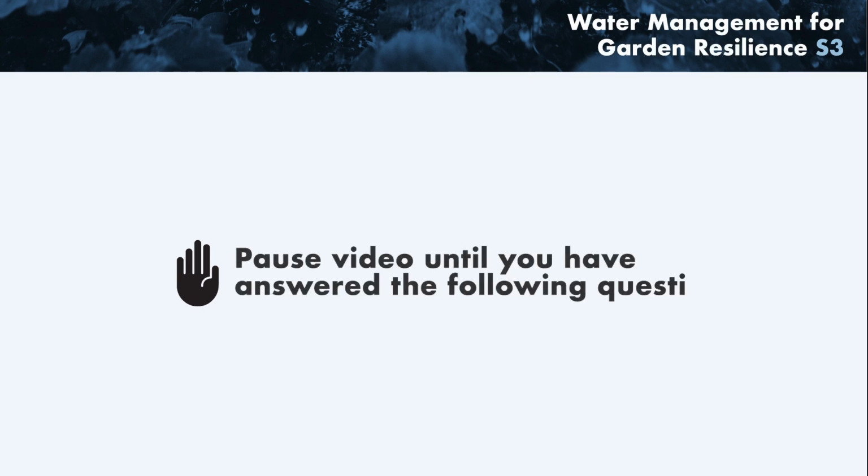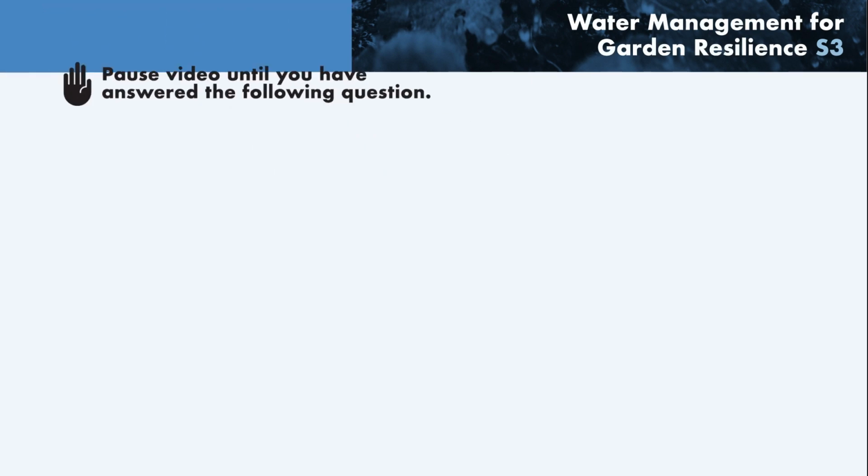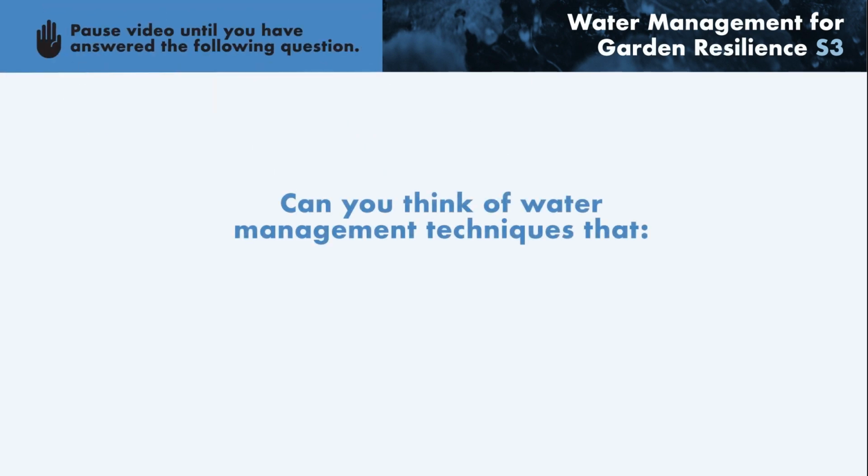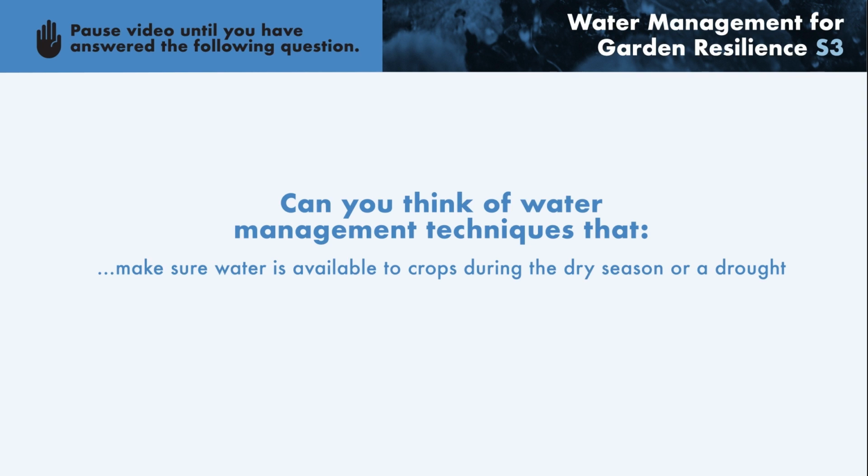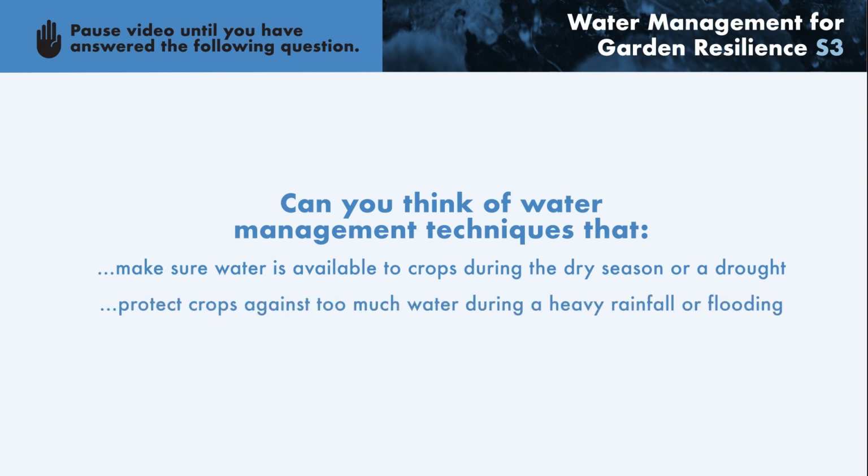First, let's stop to think for a moment. Can you think of water management techniques that make sure water is available to crops during the dry season or a drought, protect crops against too much water during a heavy rainfall or flooding, and are inexpensive and applicable to many environments? Take a moment to note down all the techniques you can think of.